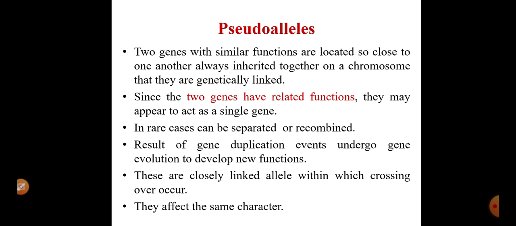Many times, gene duplication events undergo gene evolution and that develops into new functions. These are closely linked alleles within which crossing over occurs. And that's why these pseudo-alleles affect the same character, because they have related function. So now it is clear up to the pseudo-alleles.